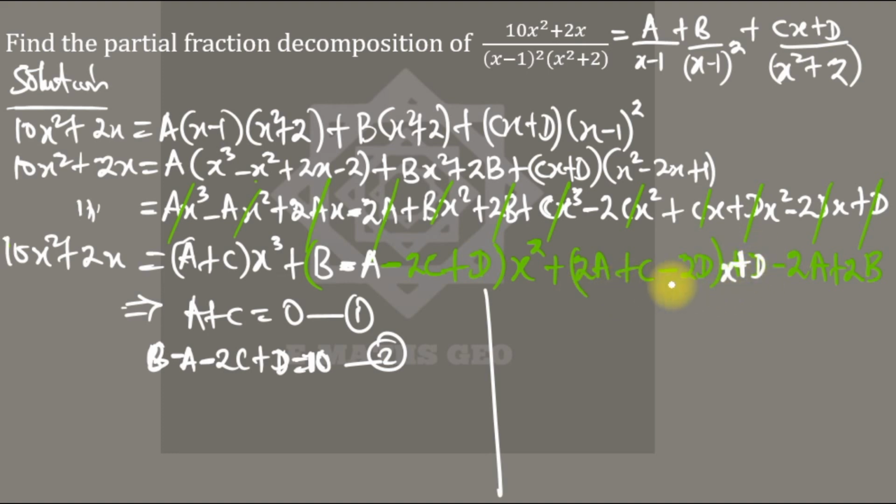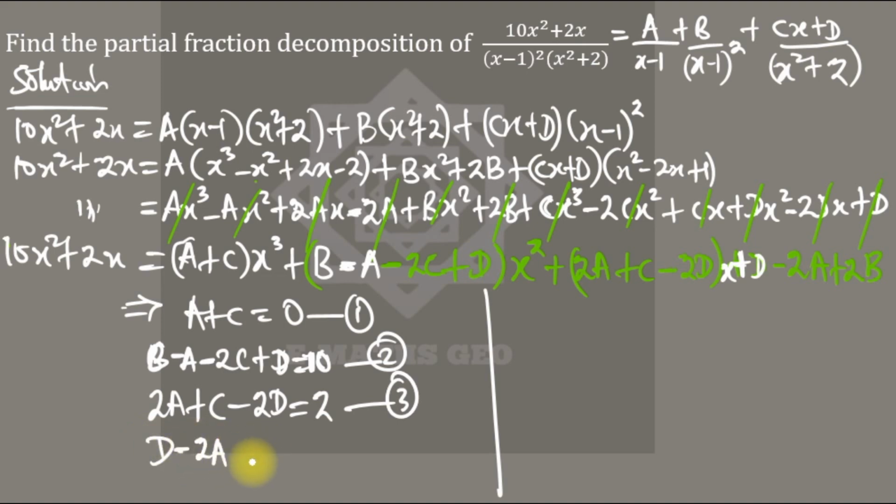For x, we have 2a plus c minus 2d is equal to 2. Equation 3. And finally we have d minus 2a plus 2b. There is no constant term, so 0. So we have 4 equations. Okay, let's add the 4 equations.